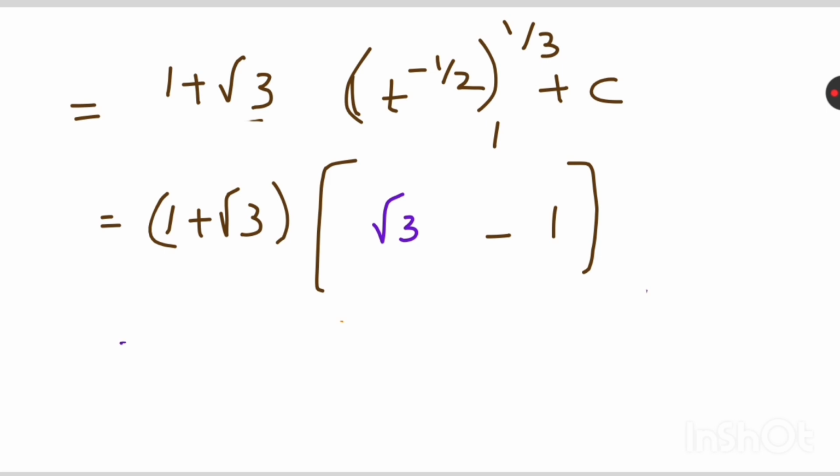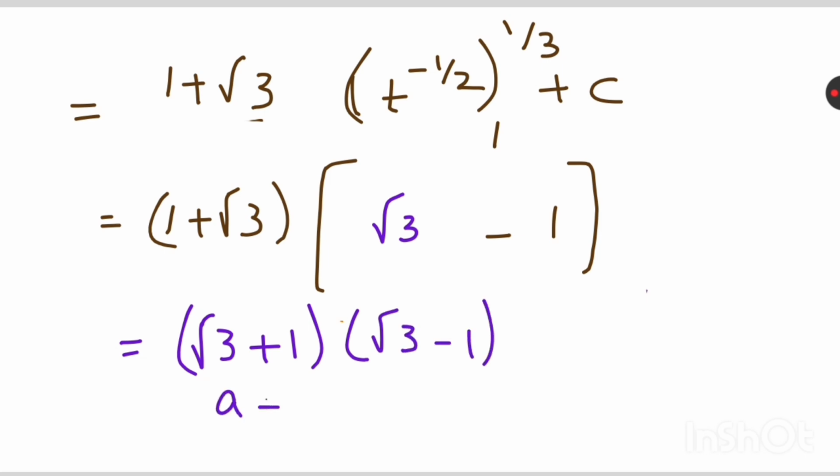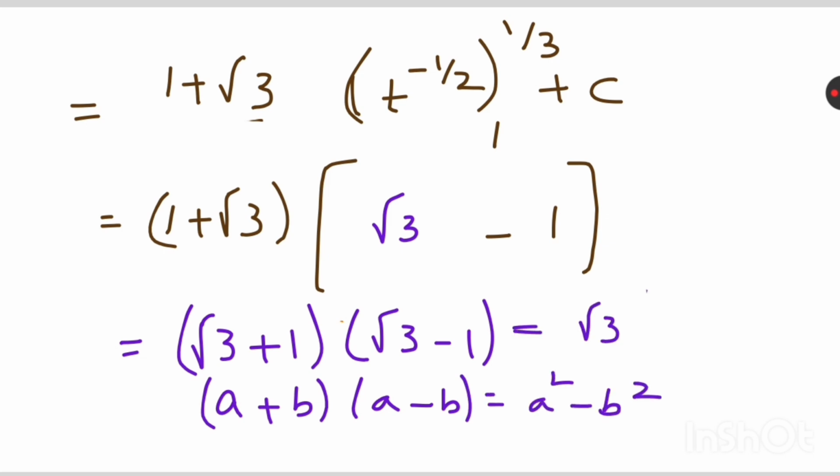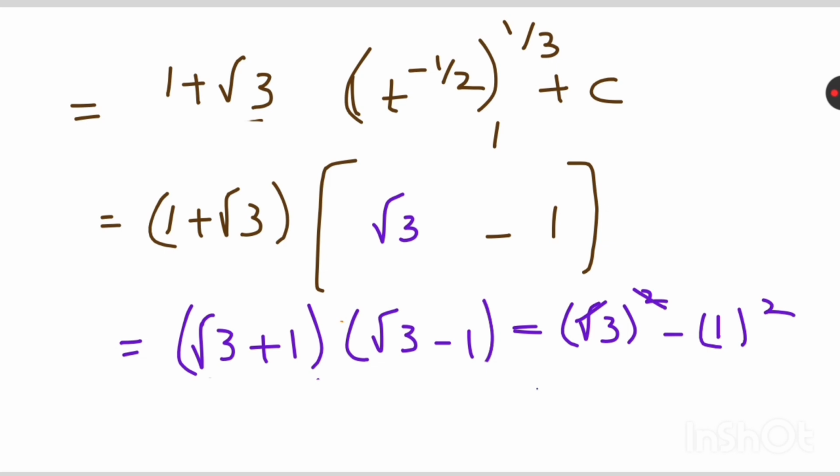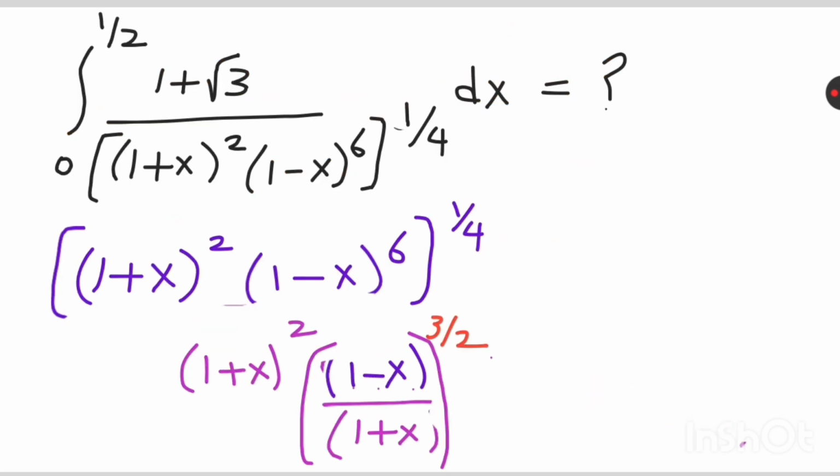Now this 1 plus root 3, we can write this as root 3 plus 1. And here we have root 3 minus 1. So now it is in the form of a plus b times a minus b. The formula is a square minus b square. So that means root 3 whole square minus 1 square. So here square and square root get cancelled. So we are left with only 3 minus 1, which gives only 2. So this integration from 0 to 1 over 2, 1 plus root 3 over 1 plus x whole raised to the power of 2 times 1 minus x whole raised to the power of 6 whole raised to the power of 1 over 4 dx, the value is only 2.